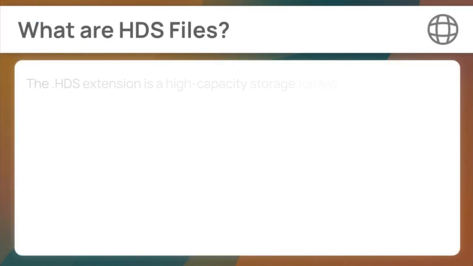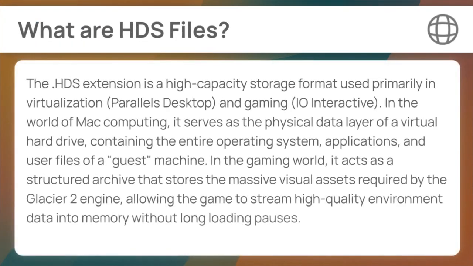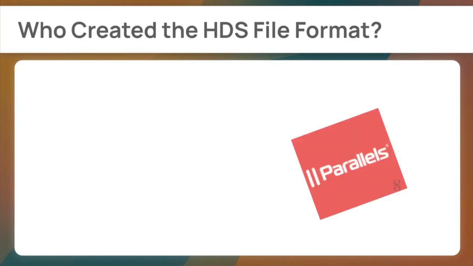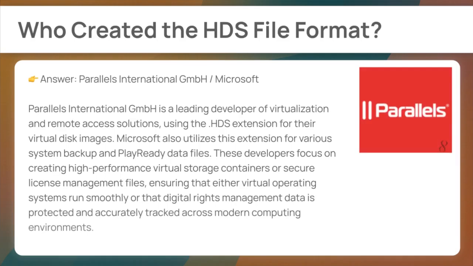The HDS extension is a high-capacity storage format used primarily in virtualization, Parallels Desktop, and gaming, IO Interactive. In the world of Mac computing, it serves as the physical data layer of a virtual hard drive, containing the entire operating system, applications, and user files of a guest machine. In the gaming world, it acts as a structured archive that stores the massive visual assets required by the Glacier 2 engine, allowing the game to stream high-quality environment data into memory without long loading pauses.